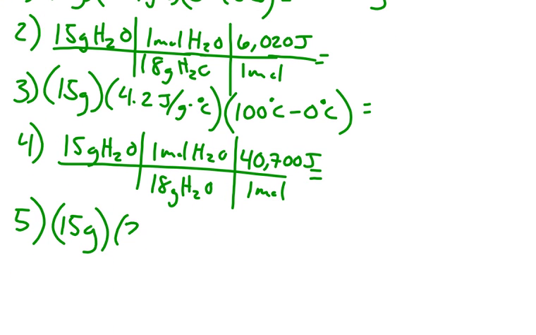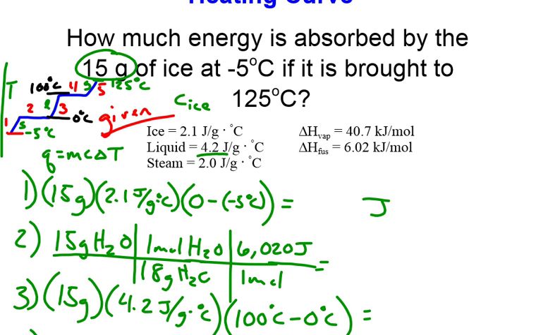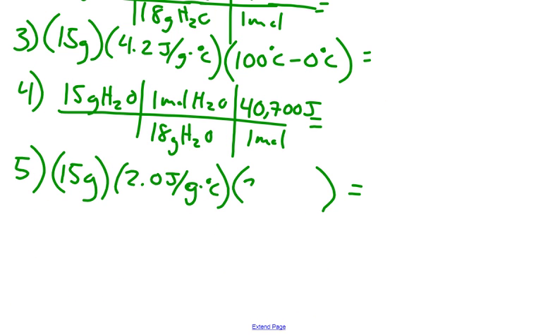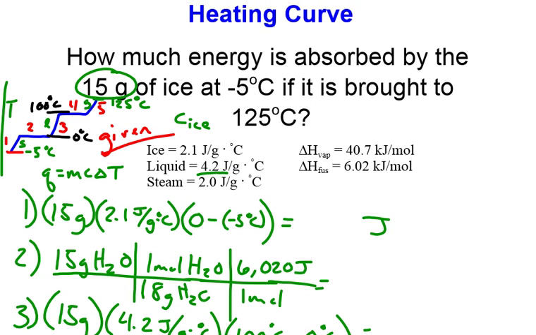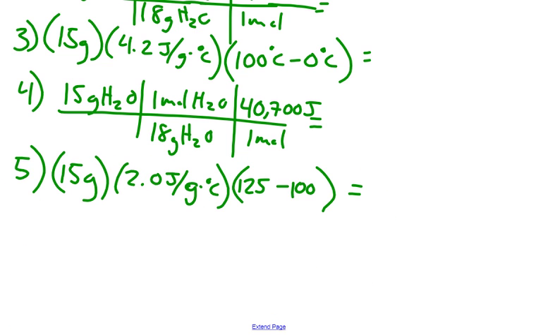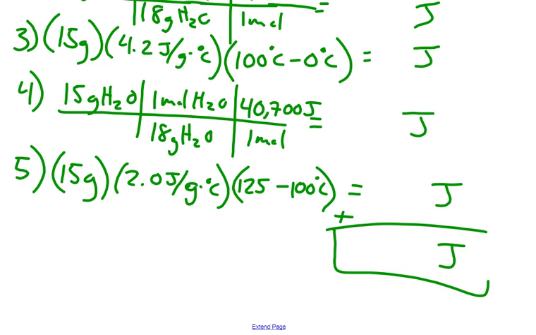Steam, put the right one. But change in temp at the ending. Sometimes people just make this mistake because now it's not set anymore. Where am I ending? I ended at 125. And where did I start on this increase? 100. I started at 100. It's from the phase change. So you're going to get all these joules. I'm so sorry about that mistake. And you'd add them up one time.